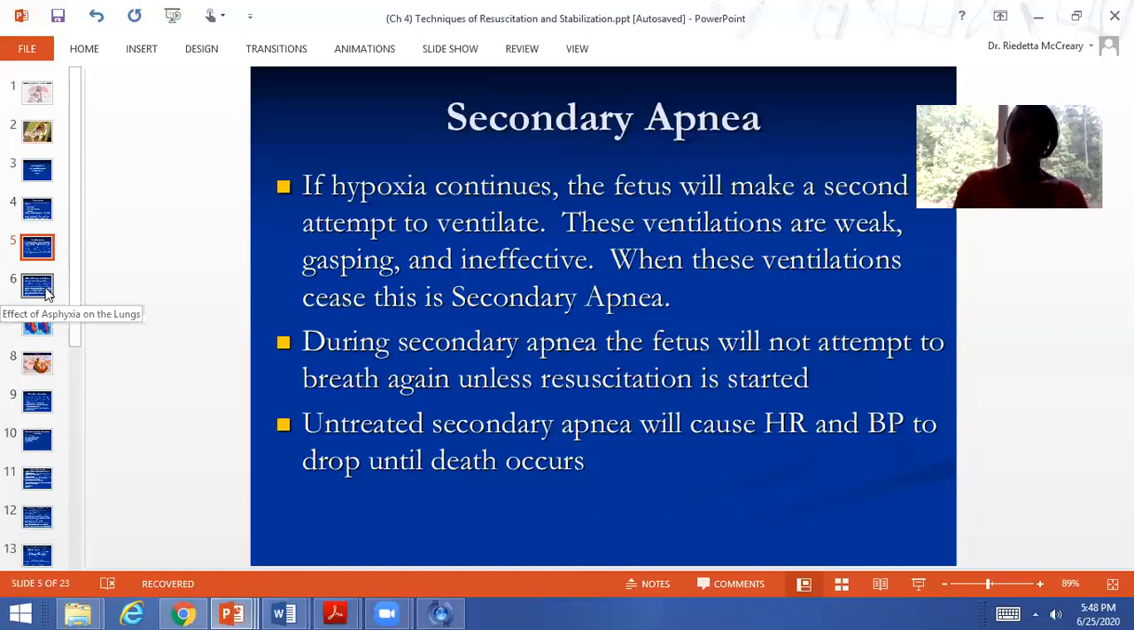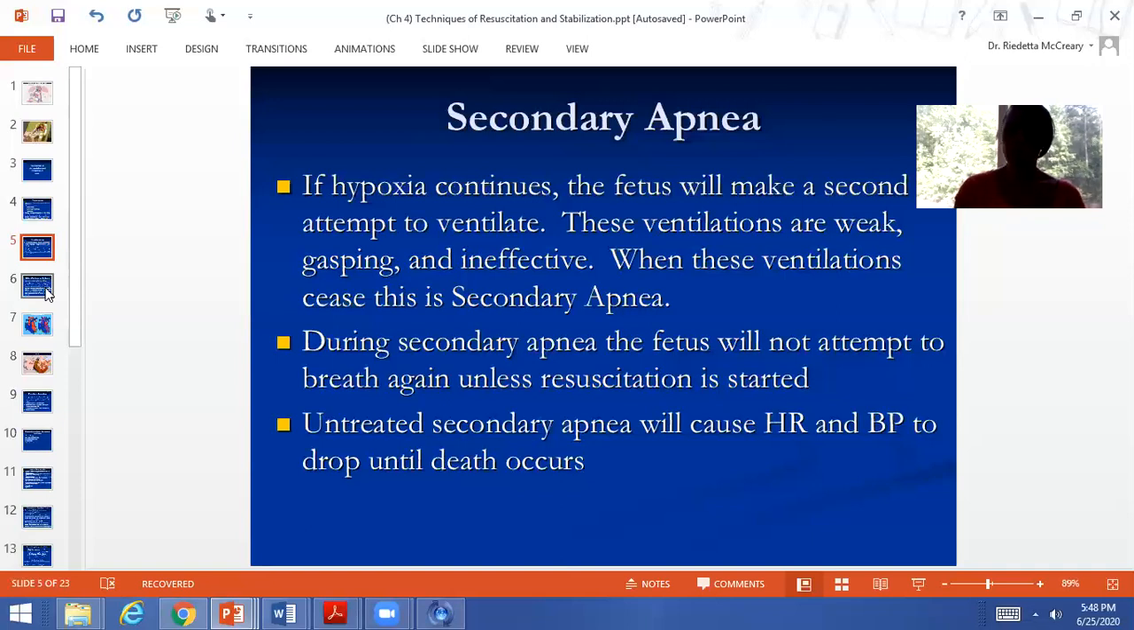The way that you know the difference is if you try to stimulate the baby and they don't respond. Stimulation should cause those processes to kick back in again. And if it does not, then you're dealing with secondary apnea.